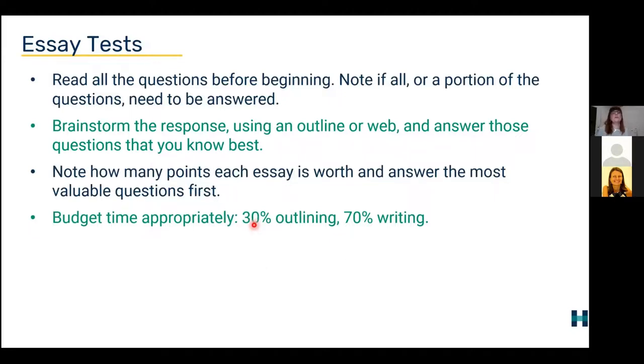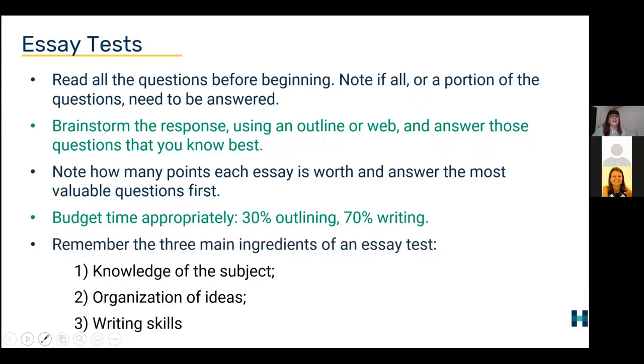I know so many students whose time was up and they were only a third of the way through, and half of what they wrote wasn't necessary, but they started going into a train of thought and they just kept going on and on and on. That outline is so important to limit what you're writing about. And remember, they're looking for knowledge of the subject, organization of the ideas, and your writing skills.